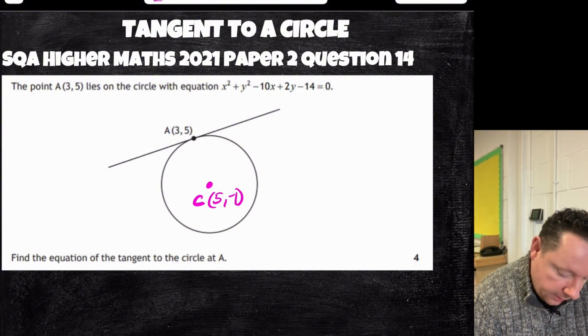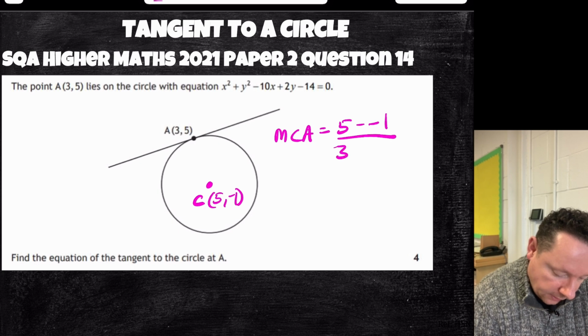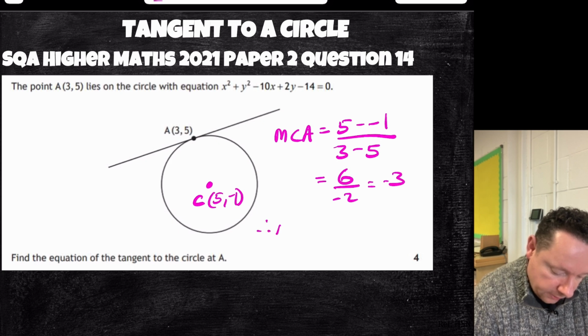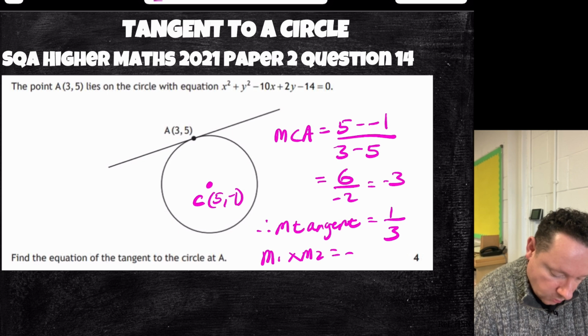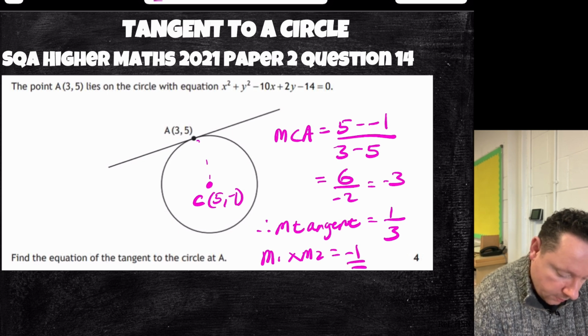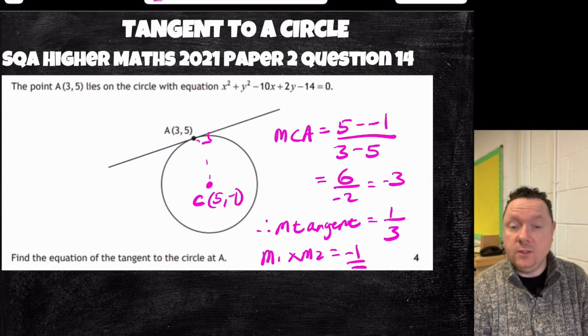So now our gradient between C and A is simply 5 minus -1 on the top and 3 minus 5 on the bottom. Well, that's 6 over -2, which is -3. So therefore, the gradient of the tangent is equal to 1/3 as m1 times m2 equals -1, because they're perpendicular, remember. Tangent means radius at right angles.